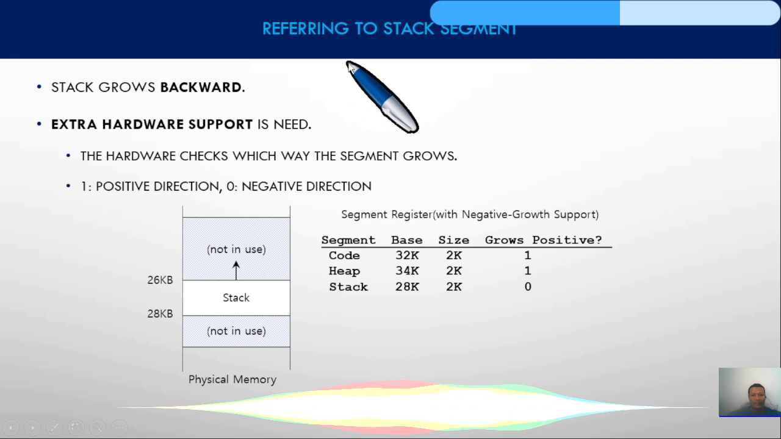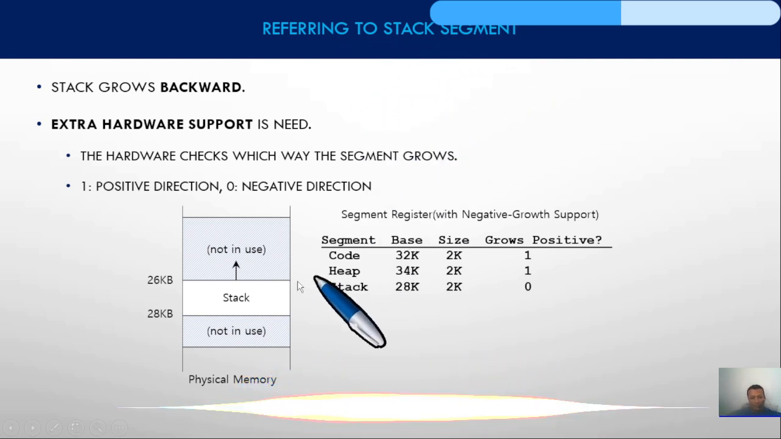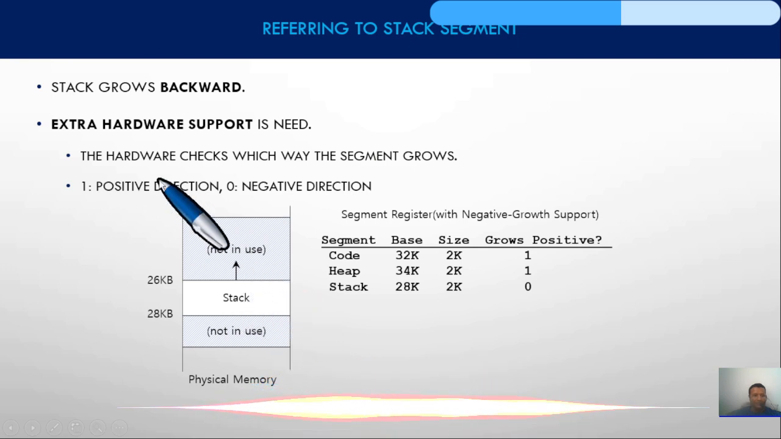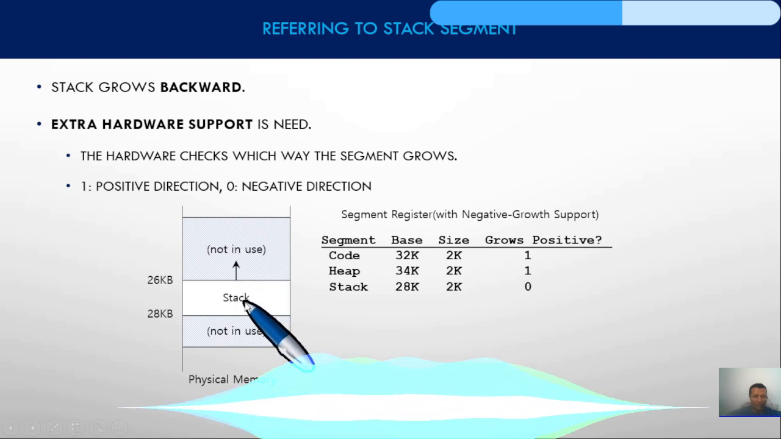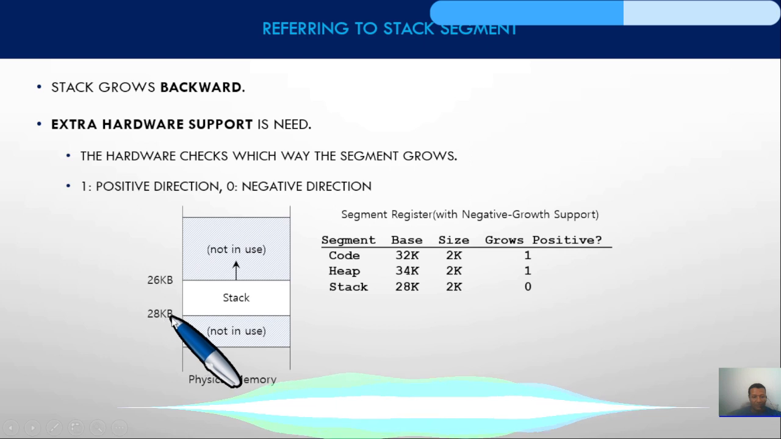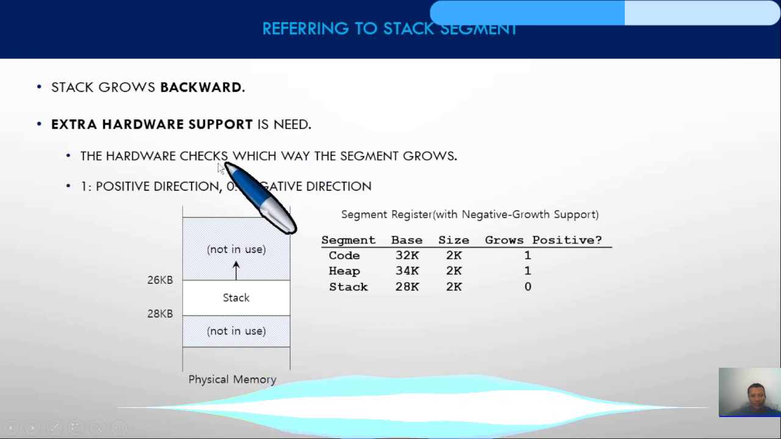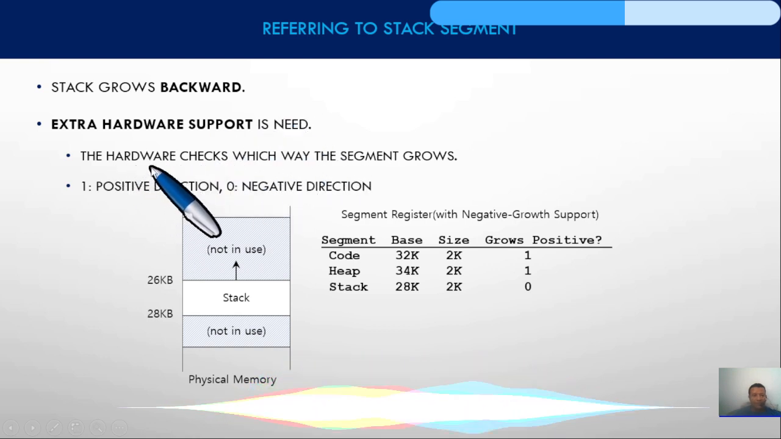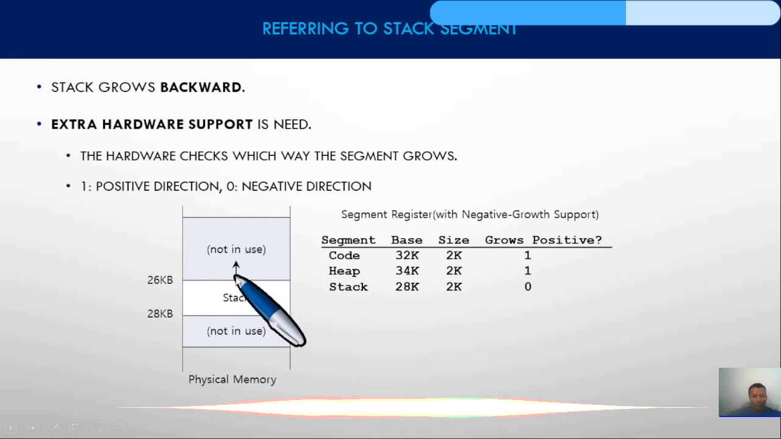Now, referring to the stack segment, let's see the stack segment. The stack grows backward. That means it will go up: the base starts from 20 kb, and when the stack grows it will go up, that means in the negative direction. Extra hardware support is needed in this situation. The hardware checks which way the segment grows, whether upward or downward.